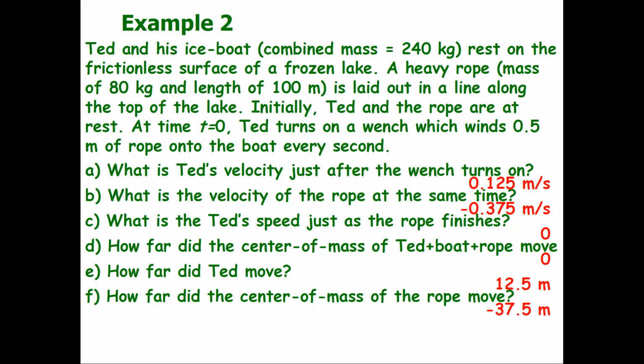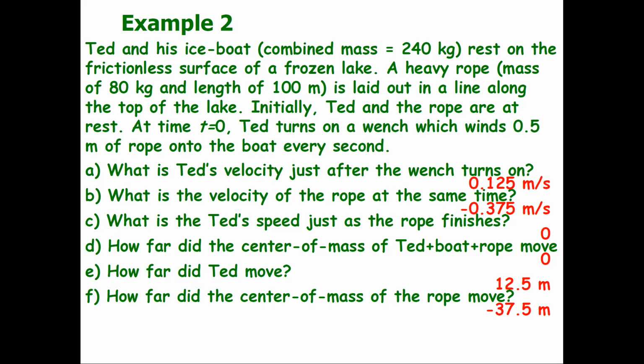They rest on a frictionless surface. You underline that word frictionless because this entails that there will be no friction between the boat and the surface of a frozen lake. A heavy rope, this rope has mass 80 kgs and length of 100 meters, is laid out in a line along the top of the lake. Initially, Ted and the rope are at rest. At time t equals 0, Ted turns on a winch, which winds 0.5 meters of rope into the boat every second.